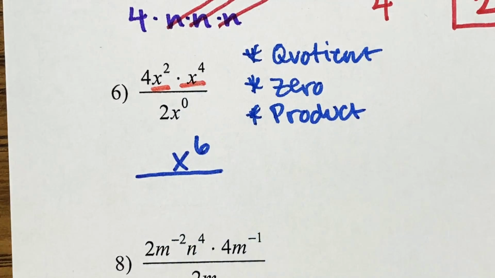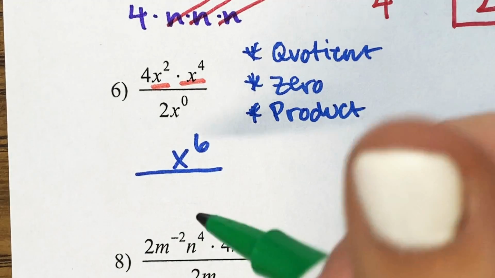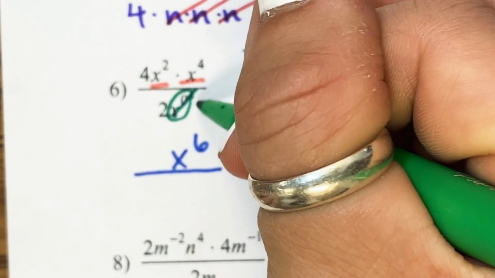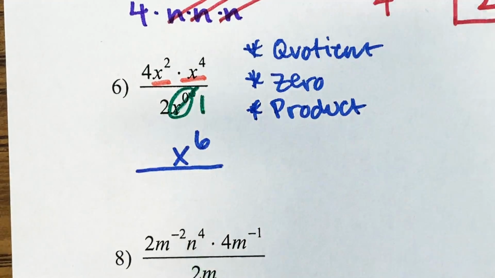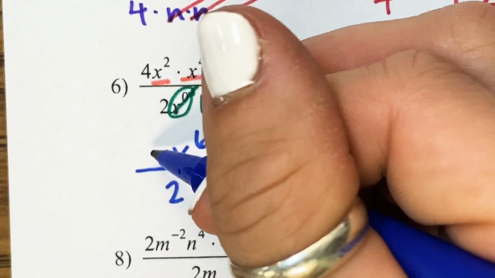Okay, the next rule I see is this 0 rule. What is anything to the 0 power? It's 1. And 2 times 1 is just 2, right? So we just have that 2 left on bottom. Okay, the only thing left is that 4 on top.